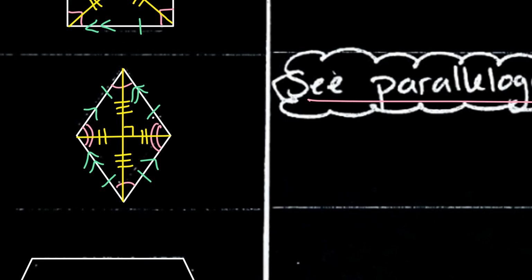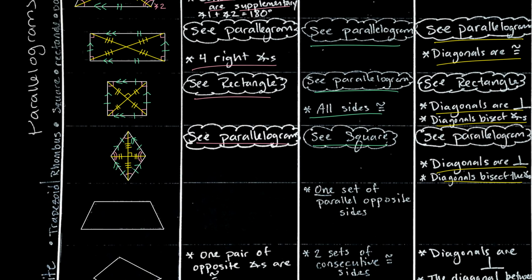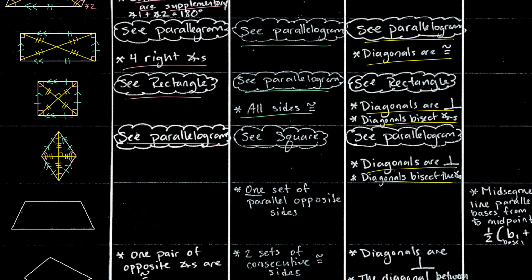Now, notice in this rhombus for the diagonals, why does it say C parallelogram and not C square? Because it looks like it has the same properties as a square, right? Diagonals are perpendicular, diagonals bisect the angles. That's the same as square. Why could I not say for that entire box C square?